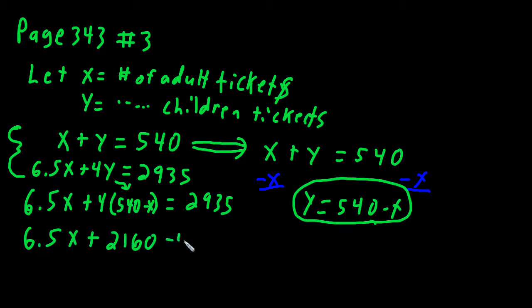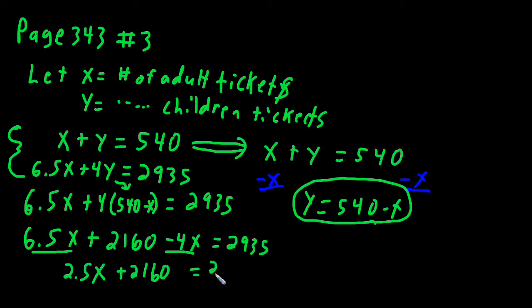I need to get my variables on one side, so subtract this 2,160 from each side. Let's see here. It'd be 2.5x equals, and if I subtract, that would be 5. I need to borrow one here. That'd be 7. And that would make it an 8. Since I borrowed, 8 minus 1 is another 7. And the last thing, I divide by 2.5, and I'll have the adult tickets sold.